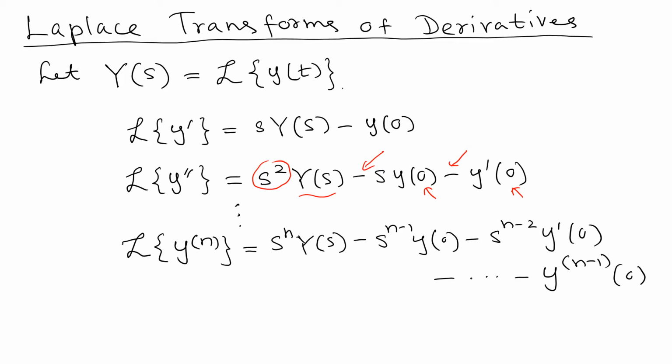In general, for the nth derivative y^(n), you can see it has s^n Y(s) appearing only in the first term, everything else is negative, and all of them are evaluated at 0. Those are the common things you can notice. Now let's use these ideas to solve several differential equations. We're going to go through the major types you should know when you solve differential equations using the Laplace transform technique.